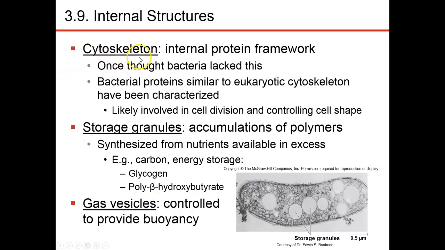Bacteria also have a cytoskeleton. It's different from the eukaryotic cytoskeleton, but it has similar functions. It helps in maintaining cell shape and is likely involved in cell division. There are storage granules. These are little tiny structures that hold nutrients and may even hold waste products so that they can be released, but mainly probably hold a lot of nutrients.